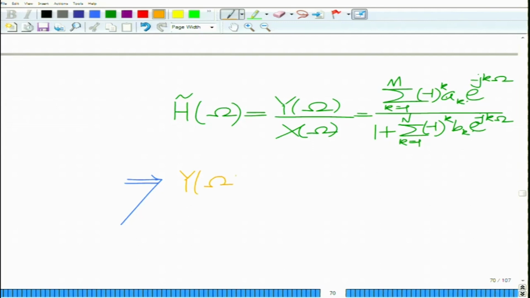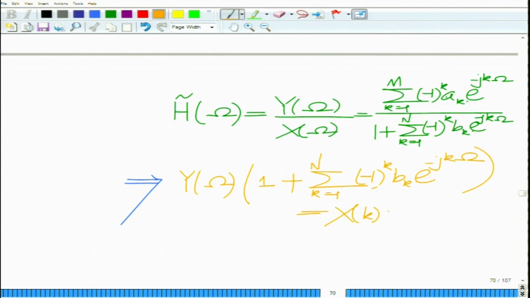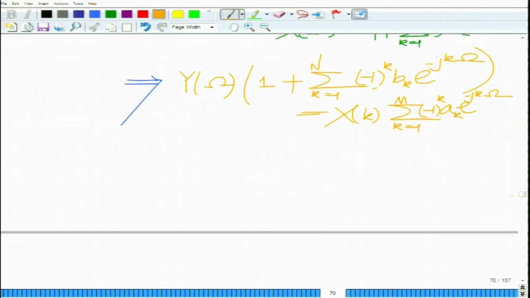Y of omega into 1 plus the summation k equals 1 to N minus 1, to the power k, b_k e raised to minus j k omega, equals X of omega into the summation k equals 1 to M minus 1, to the power k, a_k e raised to minus j k omega, and this implies, now taking the inverse DTFT, we take the inverse DTFT, and this gives rise to the difference equation.